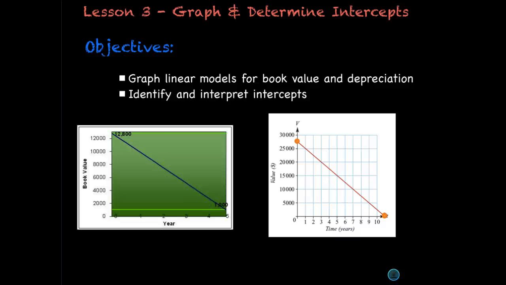Welcome to Lesson 3, Graph and Determine Intercepts. Our objectives are to graph linear models for book value and depreciation and identify and interpret the intercepts.